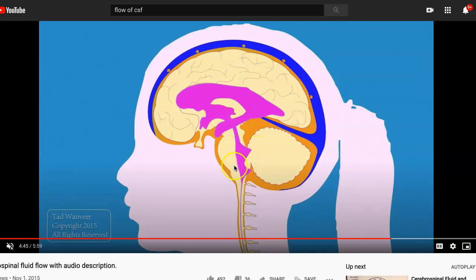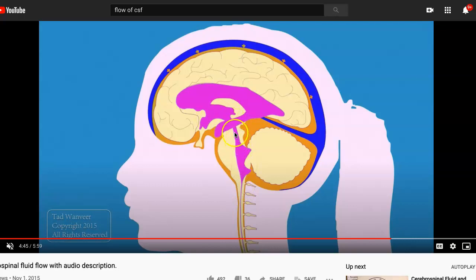Also important clinically is if you have some kind of obstruction to the flow of the CSF out of the ventricles, that can cause a backup of CSF. If you have an obstruction, that will cause hydrocephalus. Hydrocephalus just means water on the brain. There is too much CSF. It's not being allowed to leave properly. So you're going to get a backup of CSF.